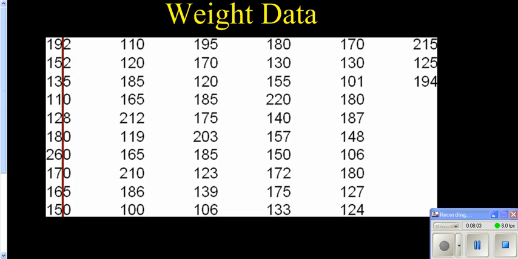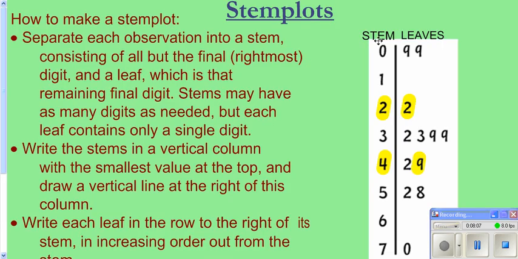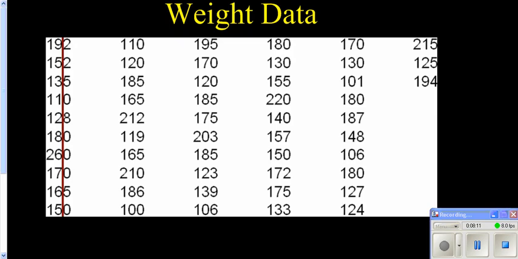Here's some data dealing with weights. Now, on the last problem, we only had one number over here. Well, depending upon your data, you may need to have two numbers over here. And so a 192, your 2 is going to be the leaf, because each leaf has to be represented by one number. So you're going to have a 19 to the left of the bar.